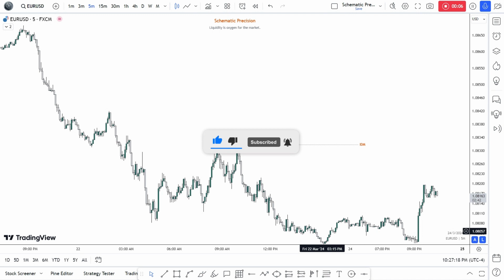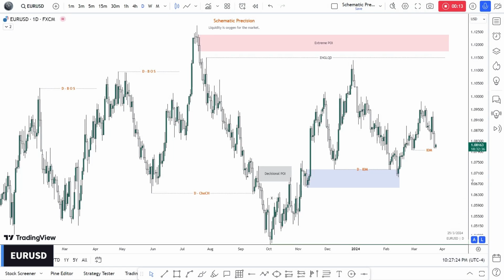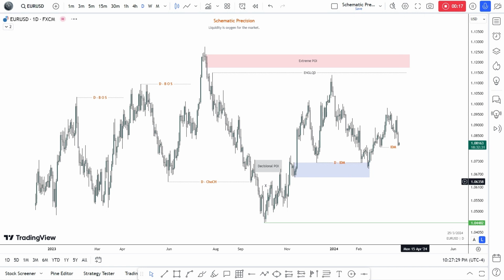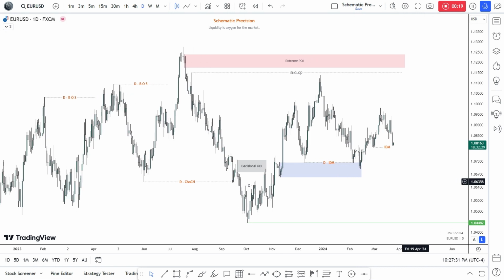So let's jump onto the charts, and here we start with Euro USD. Going on to the daily time frame, we have been following this chart for more than 4 weeks now. So we had this daily change in structure. After that, price has been going higher correctively.